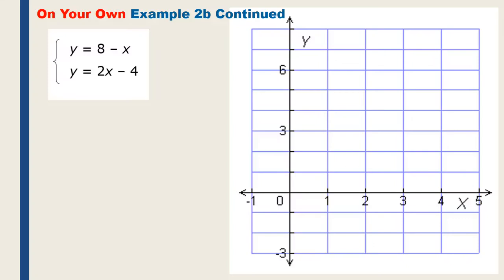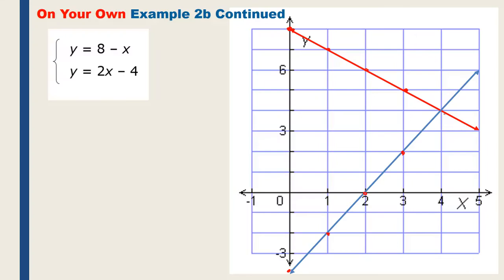When x is 0, y is 8. And we see that the slope is negative 1 over 1. So our graph is going to go like that. So let's go ahead and put our line in. And our second equation says when x is 0, y is negative 4. So let's go all the way down here, and we're going to go up 2 over 1. Up 2 over 1. There we go. And let's go ahead and graph that one.